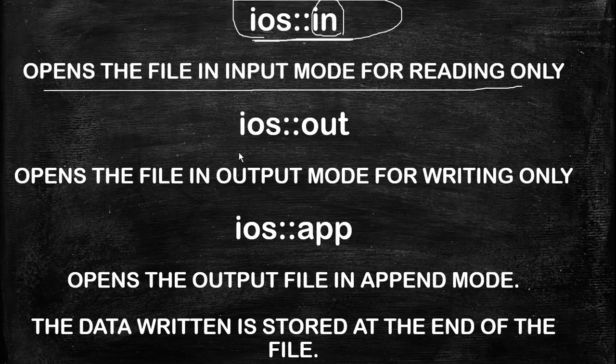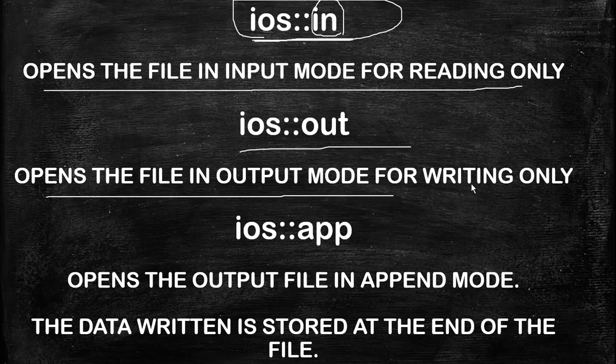The second one is output mode. Very simple, it opens the file in output mode and tells the compiler to open the file in output mode, and you can only write data inside the file. You cannot take data from the file when the file is open in output mode.